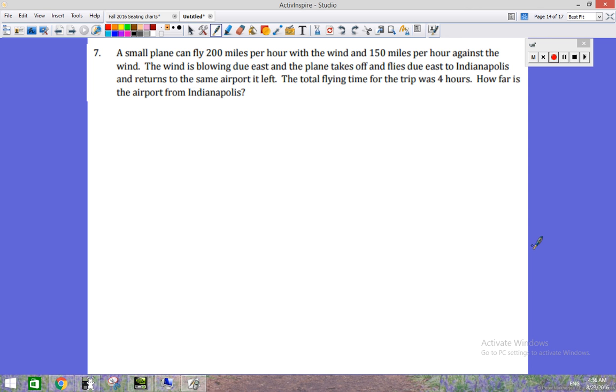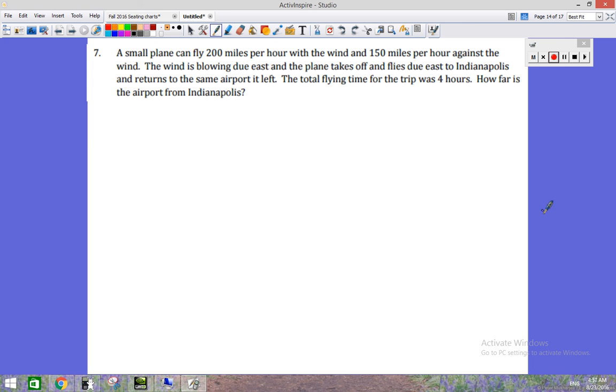Let's move on to this next problem. We have a small plane that can fly 200 miles per hour with the wind. Now, this time that 200 is more than the plane flies in calm wind. With the wind pushing it, it's accelerated, pushed up to 200 miles per hour.